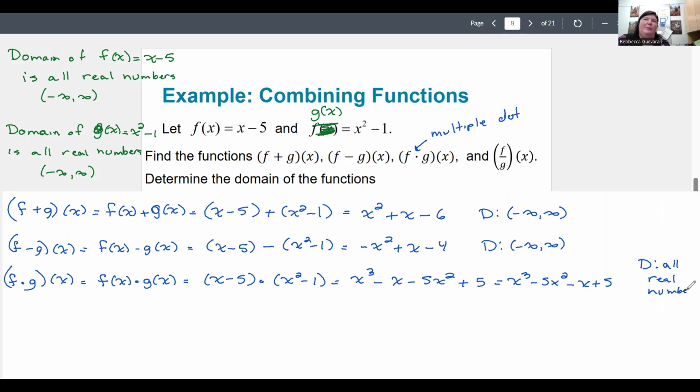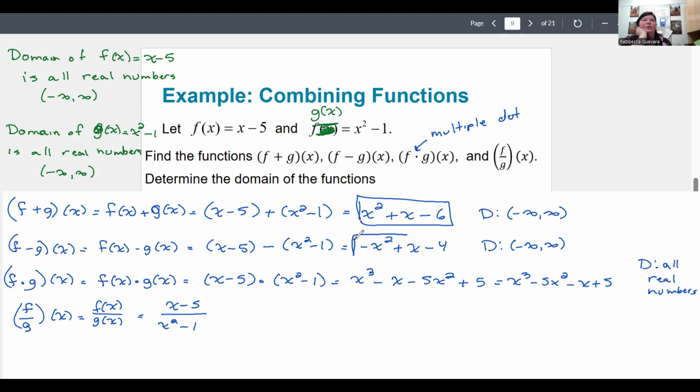All right, so these are all real numbers in this case. I'm going to leave a bit more room for this one. So we could do f divided by g, that's f of x divided by g of x. That is going to be x minus 5 divided by x squared minus 1. And that really doesn't simplify any further. The problem in this one is just the domains. So notice that all the rest of these, when we look at their domains, the domain is all real numbers. So it's always this one that's a little different.